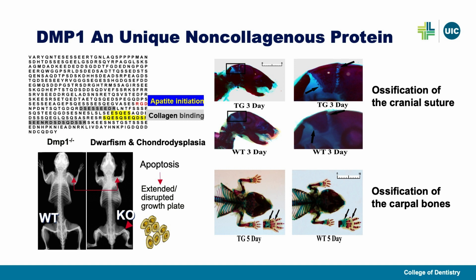from the dentin matrix, and we named it dentin matrix protein 1. Looking at the sequence, it has the acidic amino acid residues for calcium binding, and we identified apatite initiation domains as well as collagen binding domains. If you knock out this gene, you have dwarfism and chondrodysplasia, and if you overexpress this gene, the transgenic TG stands for the transgenic mouse, which is overexpressed, you have ossification of the cranial suture and ossification of the carpal bones. So it's accelerated when you overexpress DMP1.